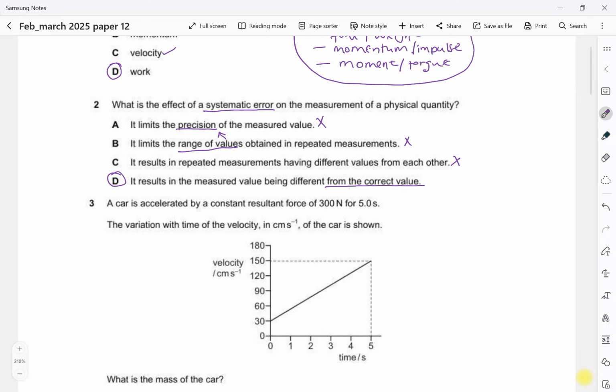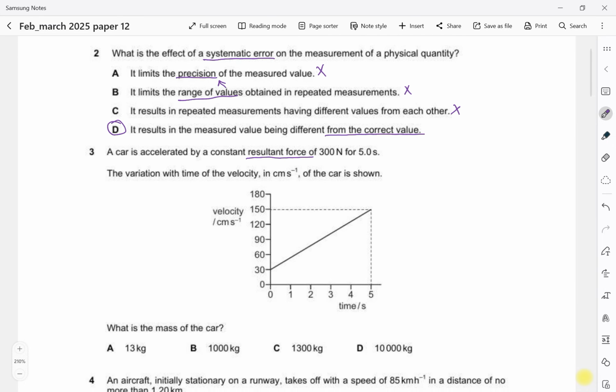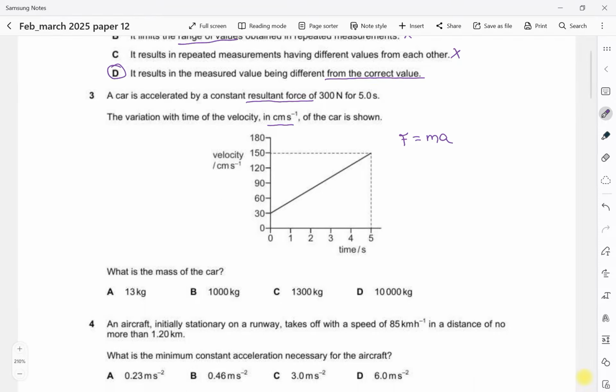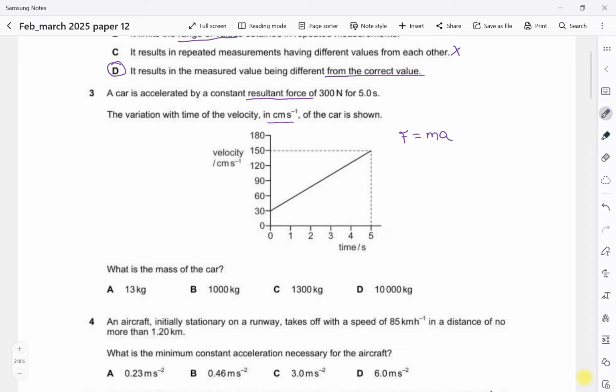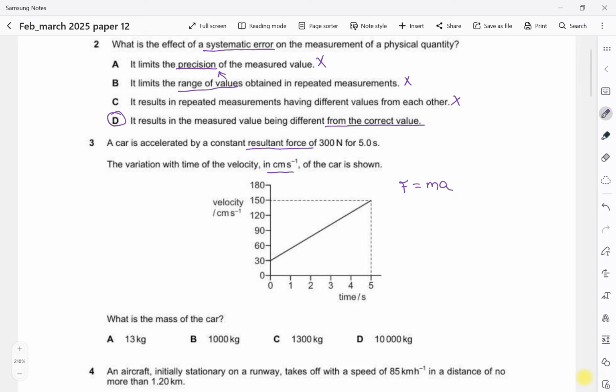A car is accelerated by a constant resultant force of 300 newtons for 5 seconds. Of course, we know that for resultant force, F equals the mass times the acceleration. The variation with time of the velocity in centimeters per second of the car is shown. What is the mass? The answer is in kilograms, so we need to find the acceleration in the SI units.